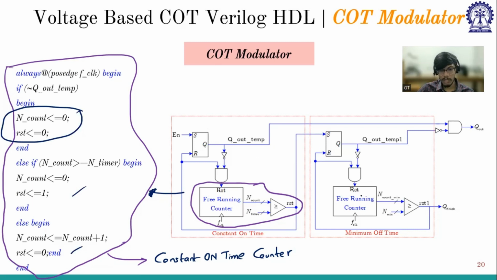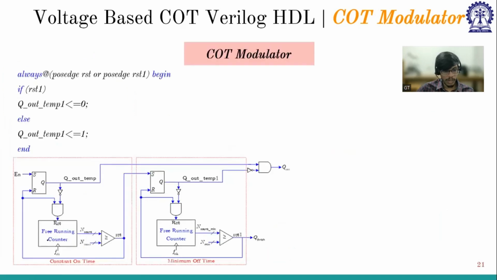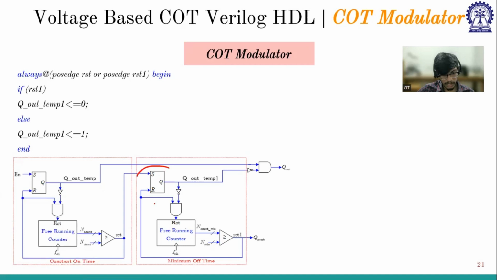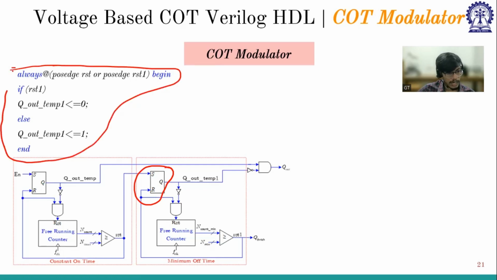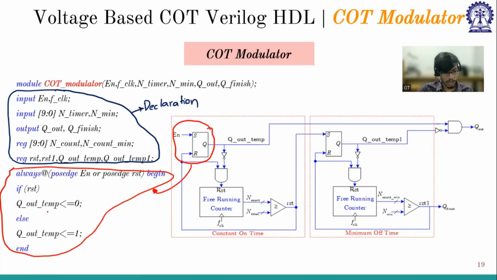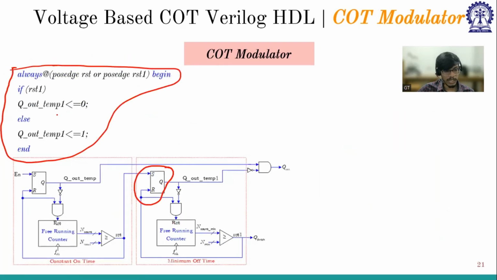Now we'll go into the minimum off time block. Again, the SR flip-flop we have studied, and it is the same thing. Always at the posedge. The code is just copy paste. Only here it is Q out temp; previously it was Q out temp 0, I mean Q out temp. Now it is Q out temp 1. So the variable is changed, but the code remains exactly the same.